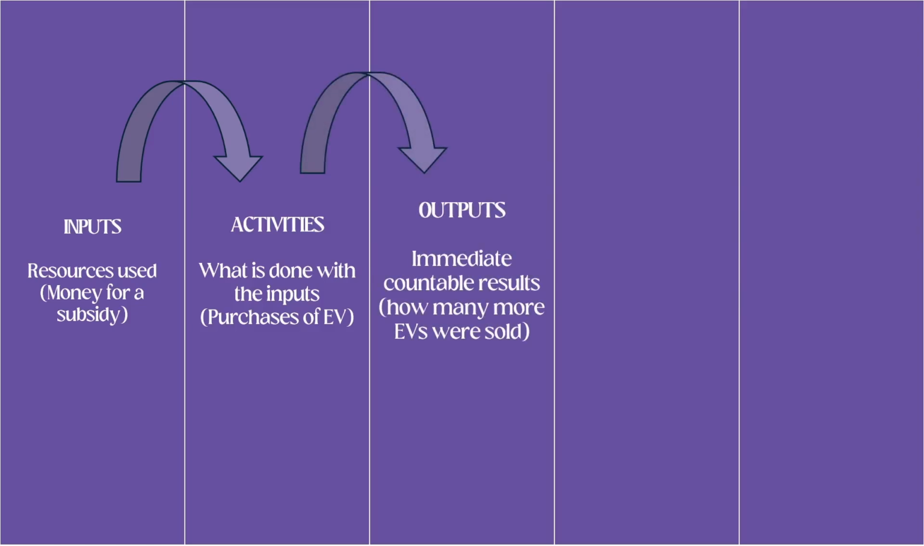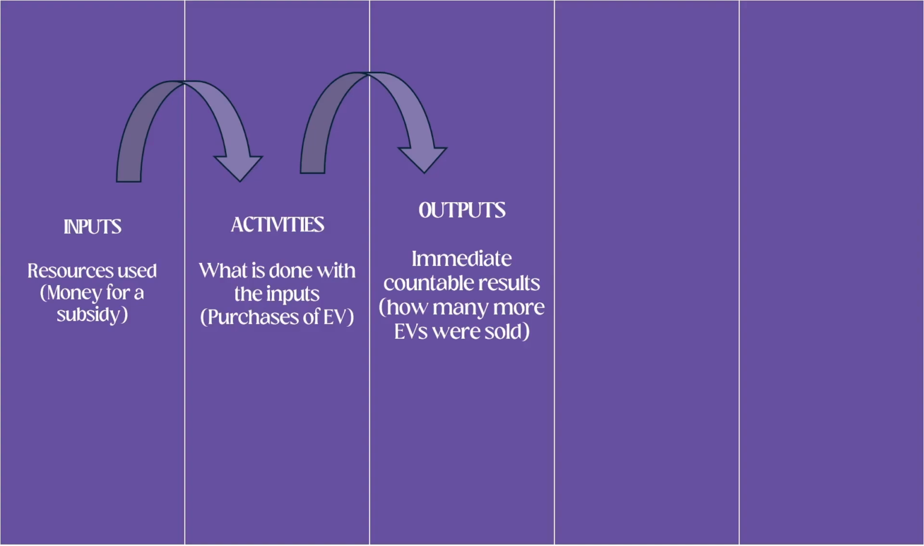Once we know the activities, we move on to the outputs. The outputs are the immediate impacts of the activities. So for instance, it could be the number of families that receive access to a doctor, or the number of jobs created, or the tax revenue generated. It is the very short-term immediate result of the activities. In our example, that would be the total number of EVs sold as a result of the subsidy.